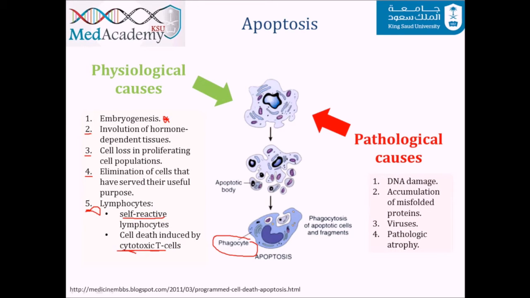Whenever you have DNA damage, like due to radiation or cytotoxic anti-cancer drug, death would be better than a mutation that might lead to malignant transformation. Second is the accumulation of misfolded proteins, which leads to endoplasmic reticulum stress, and apoptotic death would happen. Apoptosis can also be stimulated by a virus. And lastly, pathological atrophy in parenchymal organs after duct obstruction. This is very, very specific, okay?